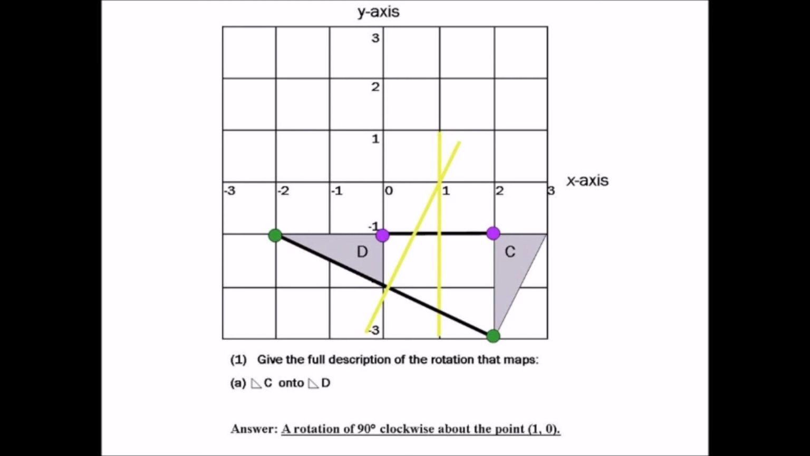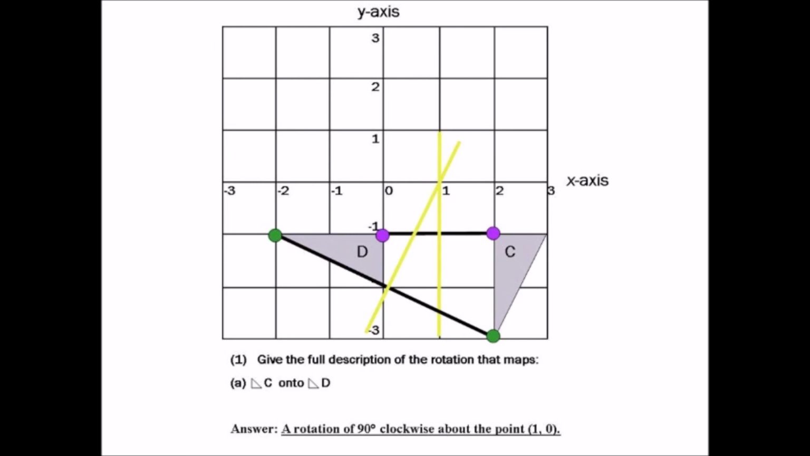But it's a sure way to get it. So rotation of 90 degrees clockwise about the point (1, 0) is the answer for the description of the rotation that mapped triangle C onto triangle D. Remember, it was 90 degrees and you had to go to the left, so it's clockwise, and you found the point (1, 0) was the center of rotation.